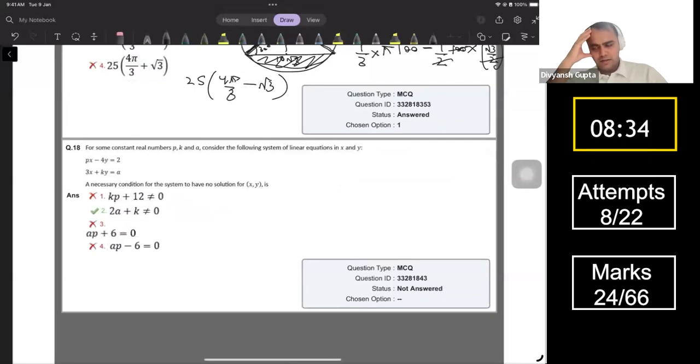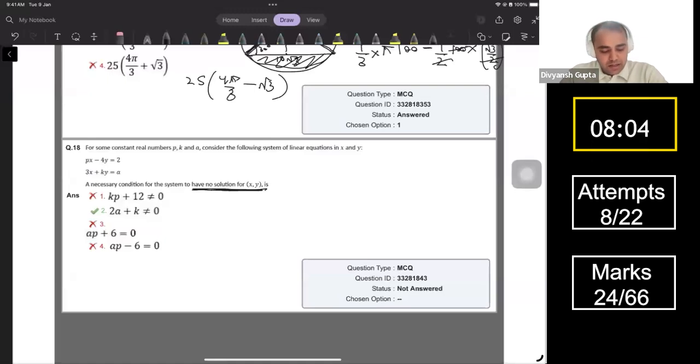Okay, only 8.5 minutes left. For some constant real numbers p, k, and a, consider the following system of linear equations in x and y: px minus 4y equal to 2, 3x plus ky equal to a. The system is to have no solution for x comma y. These are two lines. They must intersect. The only case in which they will not intersect is if they are parallel. So we want these lines to be parallel and also to not be coinciding.